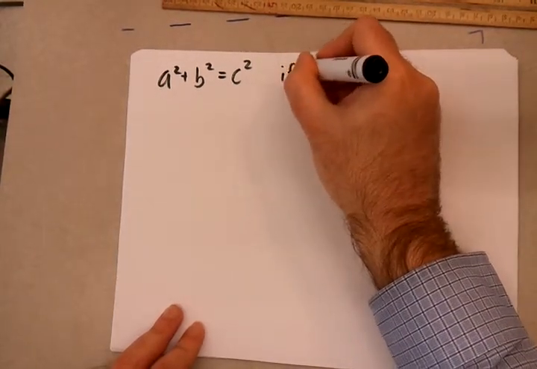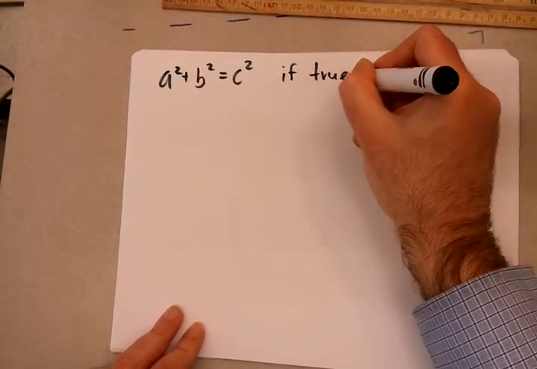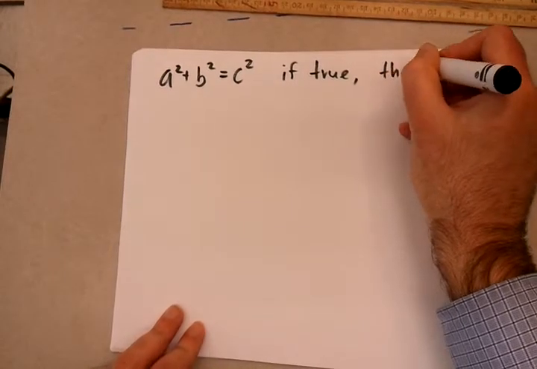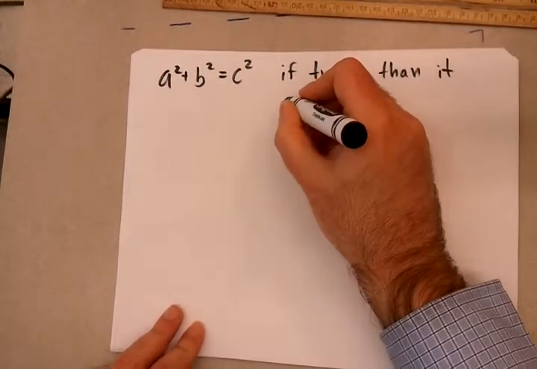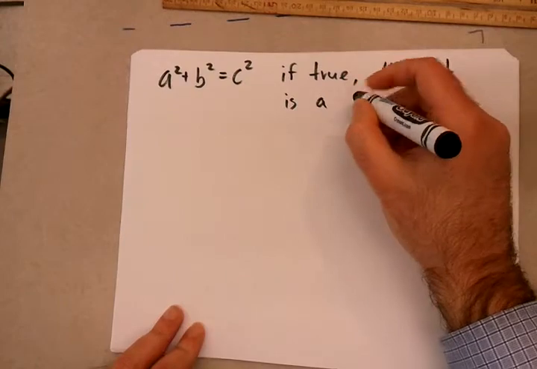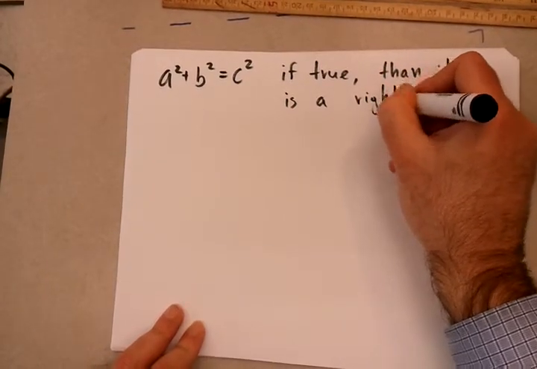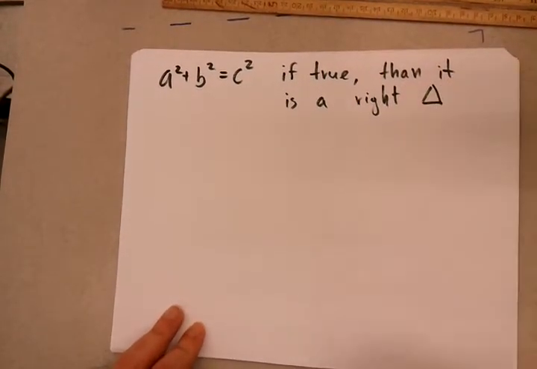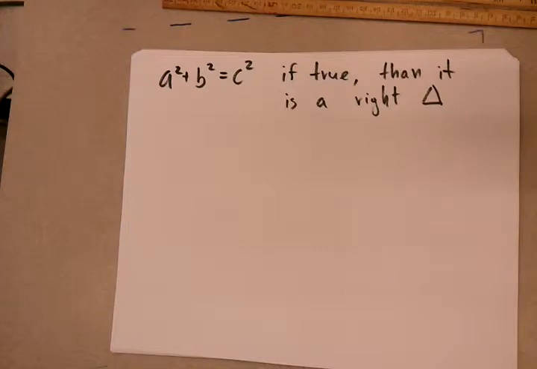If true, then it is a right triangle. So if the Pythagorean theorem is true, so if I were to give you 3 sides and you were to plug them into the formula, and the formula worked out where a squared plus b squared equals c squared, then you have a right triangle. If it doesn't work out, then you don't have a right triangle.